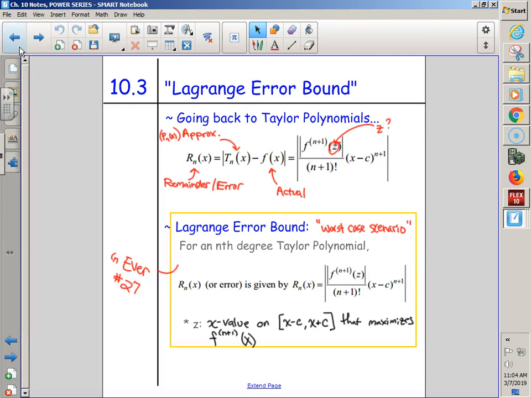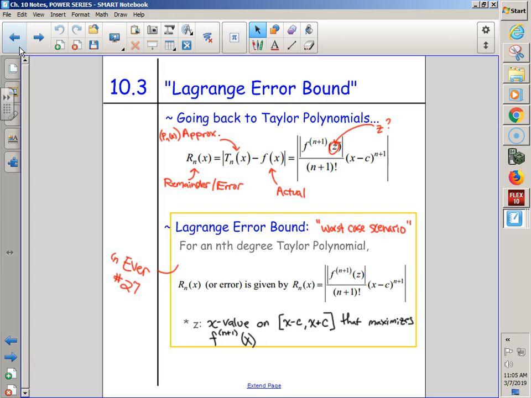Lagrange. For an nth degree Taylor polynomial, P sub n. Or didn't you see your book could say T sub n? Whatever. For a Taylor polynomial approximation, and remember Taylor could be Maclaurin if it was centered at 0, so Maclaurin, Taylor, whoever. A polynomial approximation for a function. R, which is just my error. The worst case scenario for my error is, okay, so it's not that the error equals, it's that the worst case scenario, or the Lagrange error bound, is.